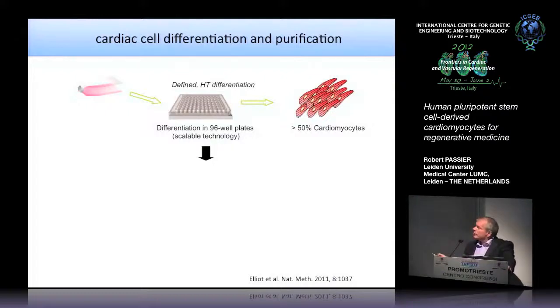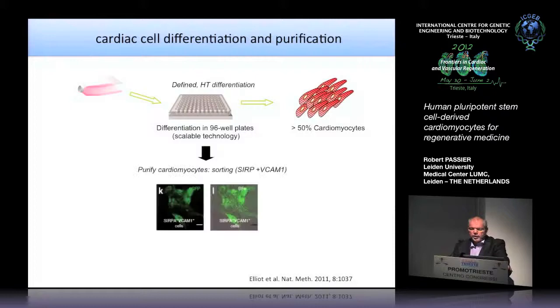So by using this more high throughput differentiation to cardiomyocytes, which gives us more than 50% cardiomyocytes in this format, we also performed, in collaboration with the Monash Institute, microarrays on these differentiated cells, and from this we identified two markers, which are called SIRPA and VCAM, and these are cell surface markers, which we use for isolation of cardiomyocytes. So that is shown here.